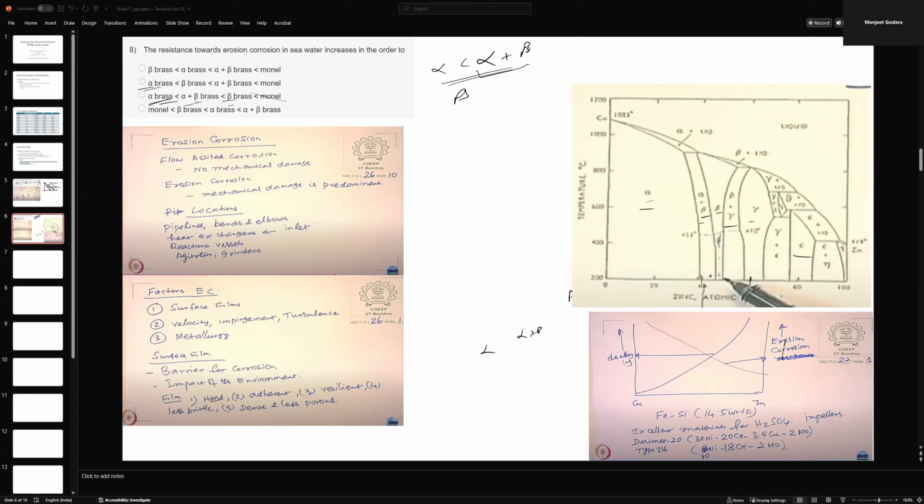Maybe even the professor may be aware. Like, I should just paste this link. Here it says beta brass is actually harder and stronger than both alpha plus beta and alpha. But you're saying in the lecture he mentioned something else. Yeah, in the lecture you have mentioned that alpha plus beta will have higher resistance than any single phase component.